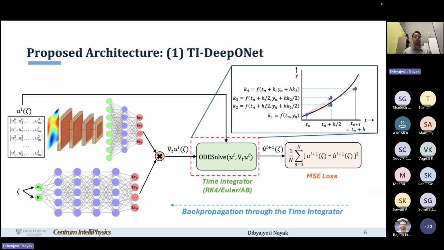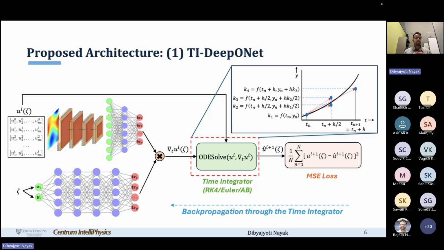For this, in this work we proposed two architectures. The first architecture is known as the time integrator embedded DeepONet, short for TI-DeepONet. The idea in this architecture is as follows. In the pure autoregressive setting, we were trying to make the DeepONet learn the mapping from u at time t to u at time t plus 1. Instead, we thought: can we make the DeepONet learn the mapping from any solution state at time t to its corresponding time derivative at that particular time step? There is a reason why we do that, which I'll come to a bit later.